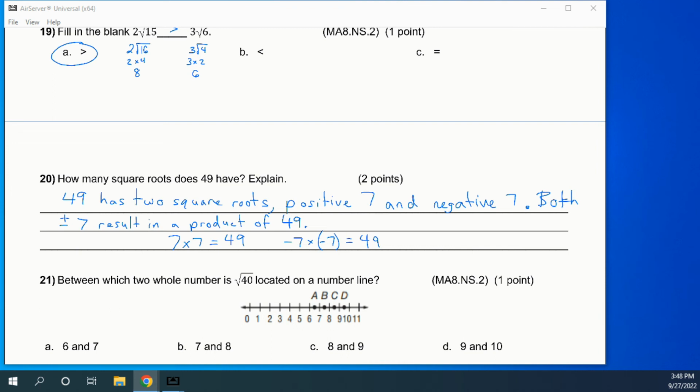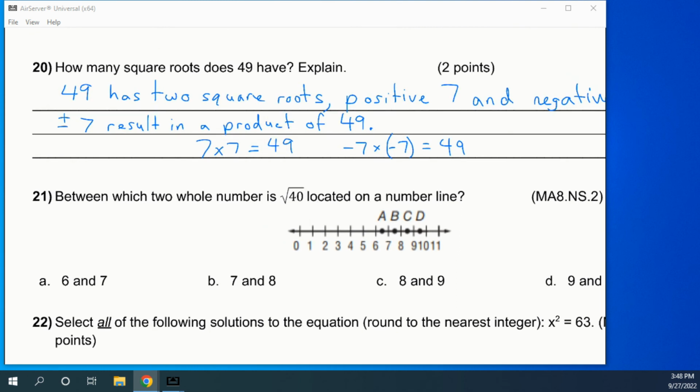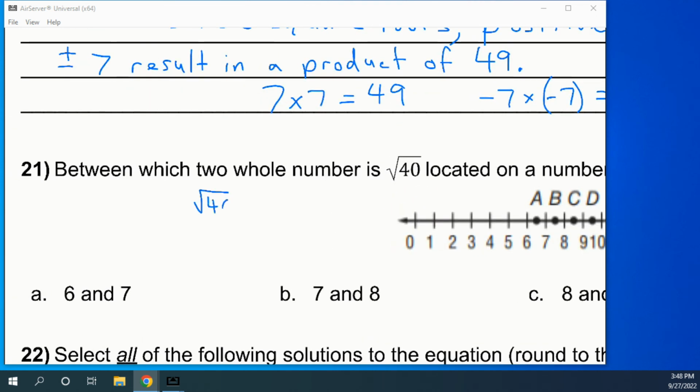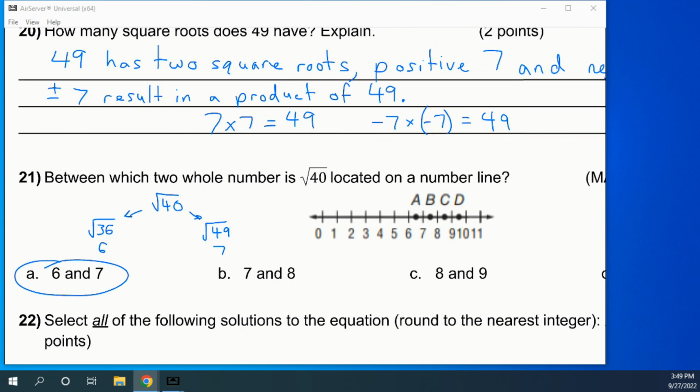Number 21: between which two whole numbers, there should be an S there, nice typo, is the square root of 40 located on a number line? I'm actually going to show you my estimation here. Between which two perfect squares is the square root of 40? The smaller of the perfect squares is going to be 36. The larger perfect square is going to be 49. The square root of 36 is 6. The square root of 49 is 7. A seems to be our winner on that one.